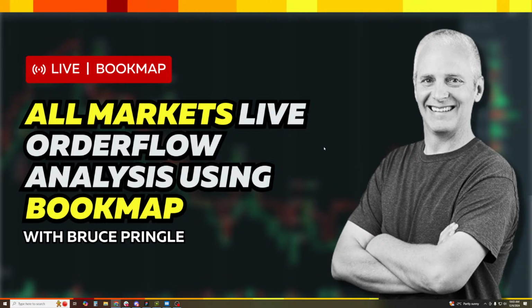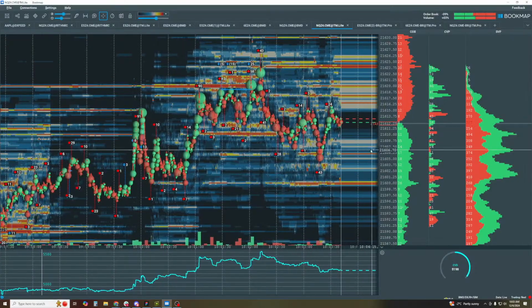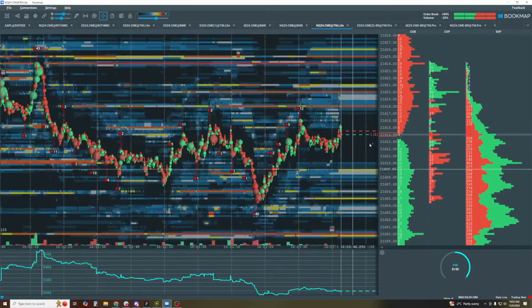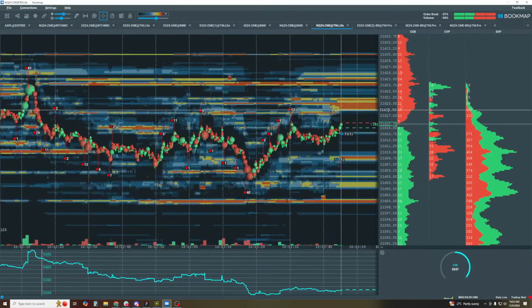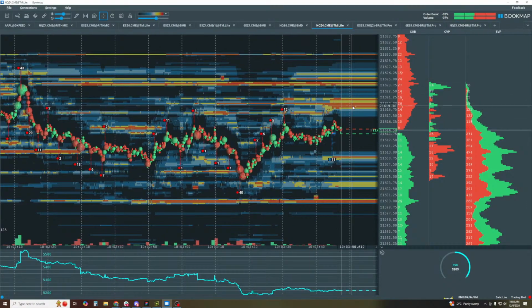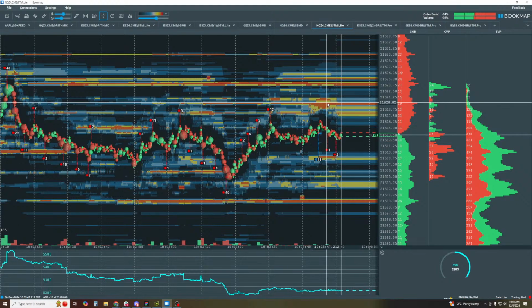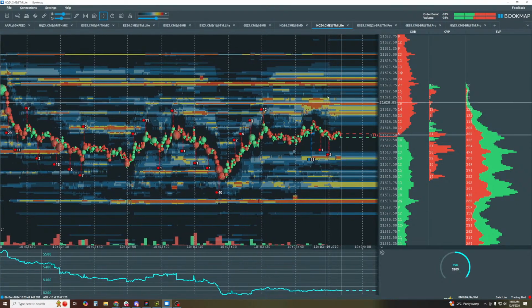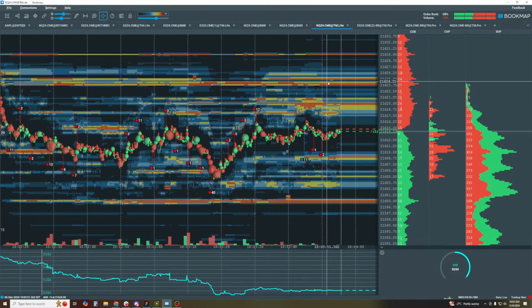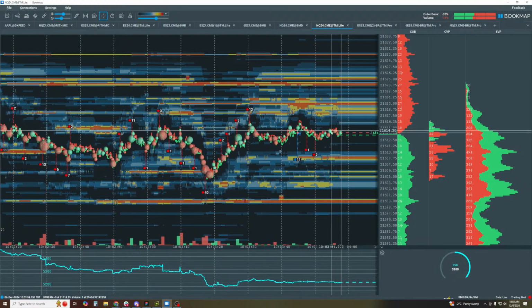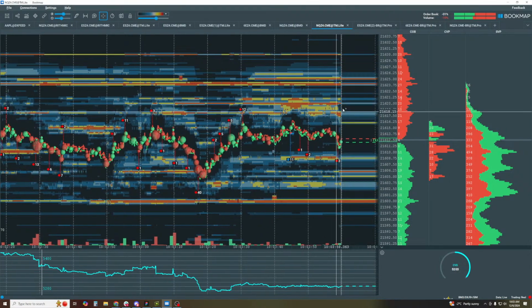And what Bookmap does in the order flow is it will display the limit buy and sell orders. So for example, here's the NASDAQ. Where is the supply? Where is the demand? It's here in the heat map. These are the sellers up here at 21,620 or 21,624.